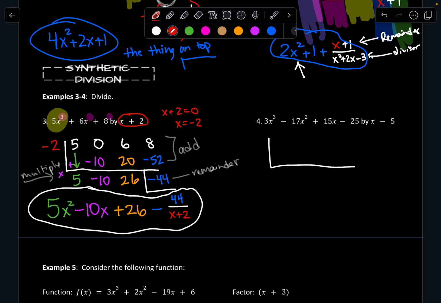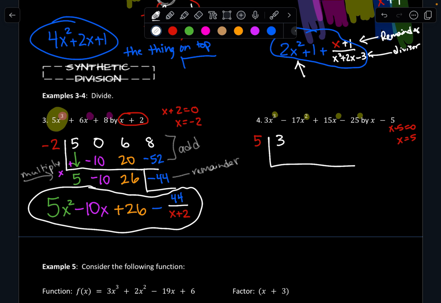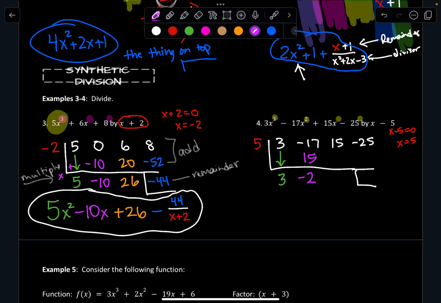What we'll do here is we'll say, all right, if we set this equal to 0, x equals 5. Then if we check here, we got 3, 2, power of 1, 0, perfect. So we can just copy those numbers. We don't need placeholders. 3, negative 17, 15, negative 25. Whatever comes here is going to be our remainder. So we drop this down, and then we're going to multiply. So 5 times 3 is 15. On the inside, you add, so we get negative 2.